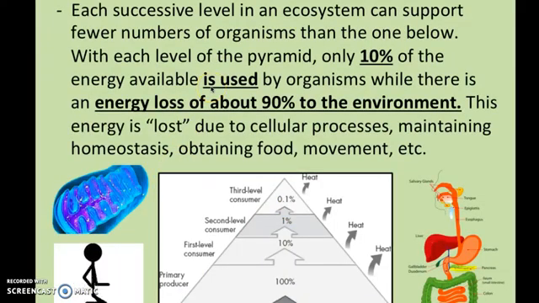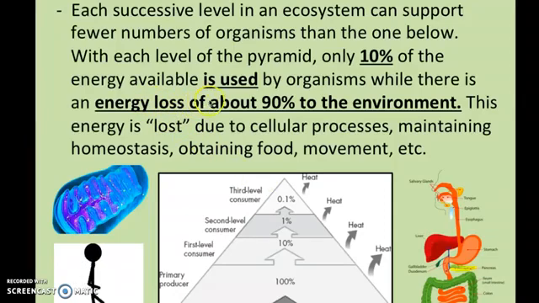Each level in a trophic level pyramid or in an ecological pyramid can support fewer numbers of organisms than the one below it. And that's because of the amount of energy available. That's why we were just talking about the 10% rule. So you can see the 10% rule reflected here. 100 to 10 to 1 to 0.1. And you can see this pyramid only goes up to a third level consumer. It doesn't have a quaternary or a fourth consumer like the previous example did.